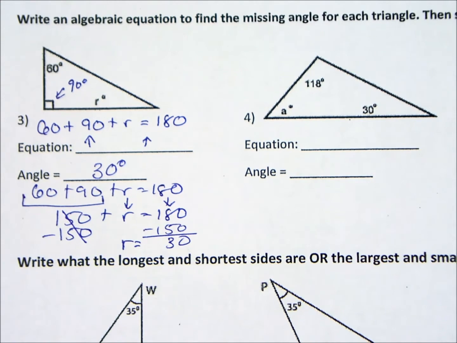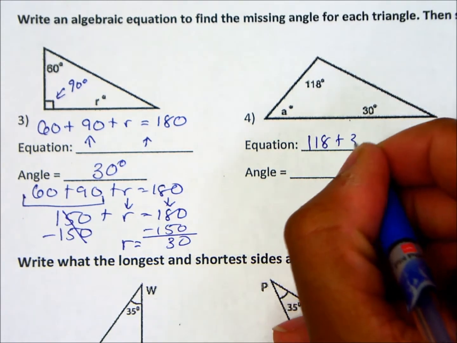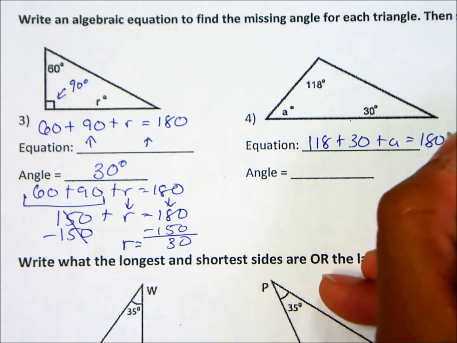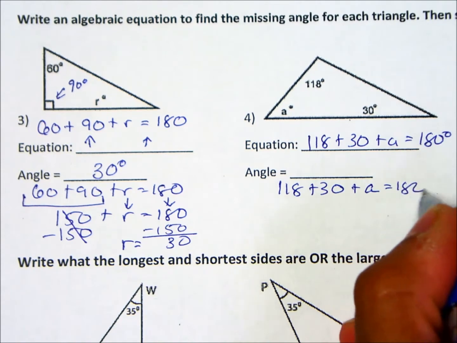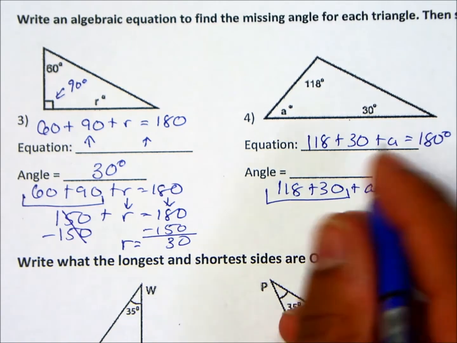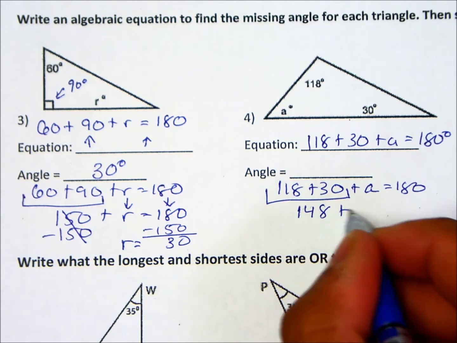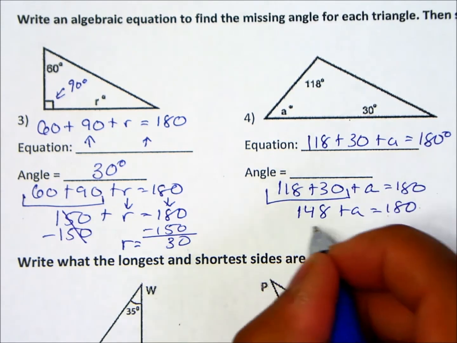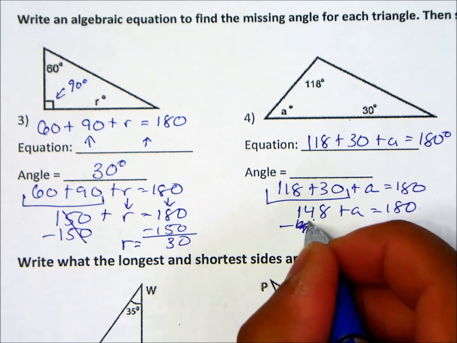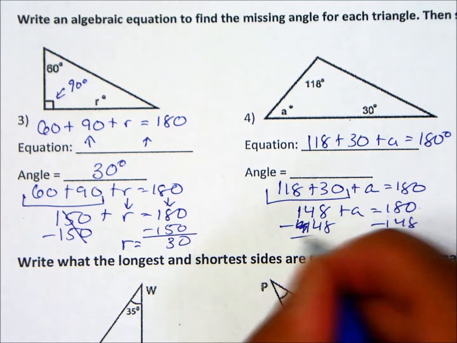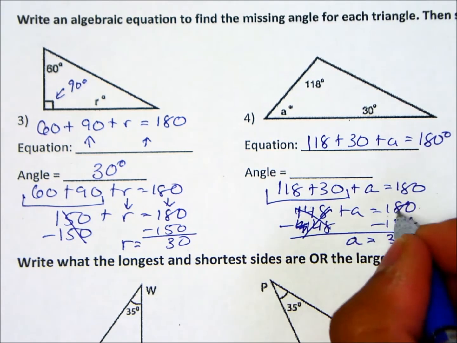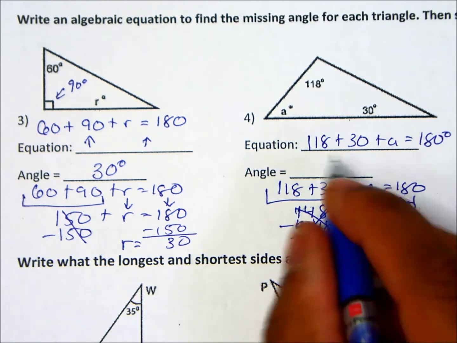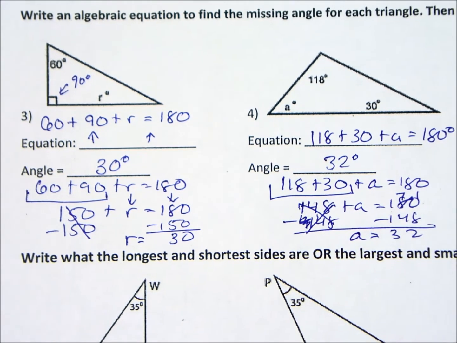Let's do our next one. Same scenario. I have 118 plus 30 plus a, and it has to equal 180 degrees. Every single time, add up all three, and you will get 180. All right, let's get these two together. It should be 148 plus a is equal to 180. I want a by itself, so do the inverse operation. You get a is equal to 32. Because you got to borrow. So 32 degrees. Treat it just like an equation every single time.